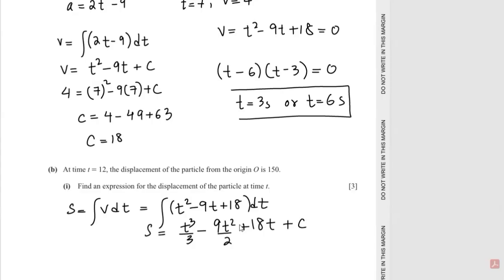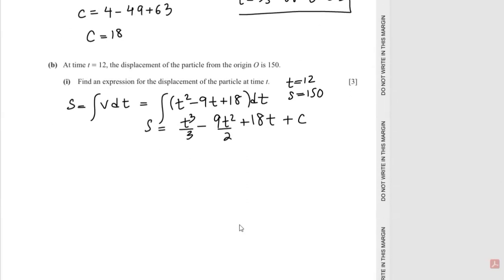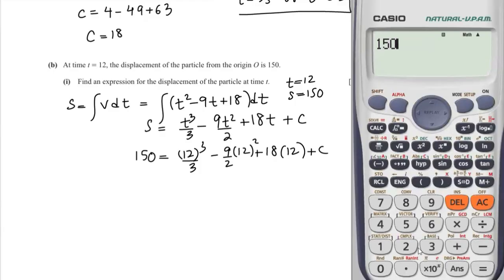And this is s. So now we have another condition which is given at time 12. S is 150. So we can use this to evaluate the constant. So 12 cubed divided by 3 minus 9 over 2 times 12 squared plus 18 times 12, plus c. A lot of calculations. Let's try this: 150 minus 12 cubed over 3 plus 9 into 12 squared over 2.